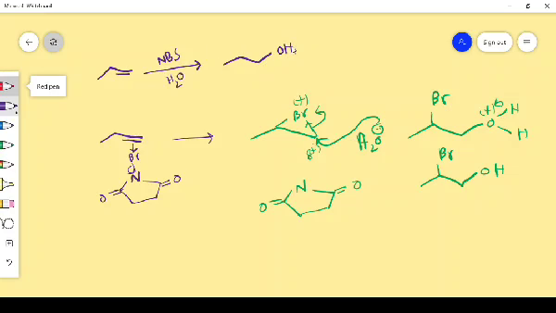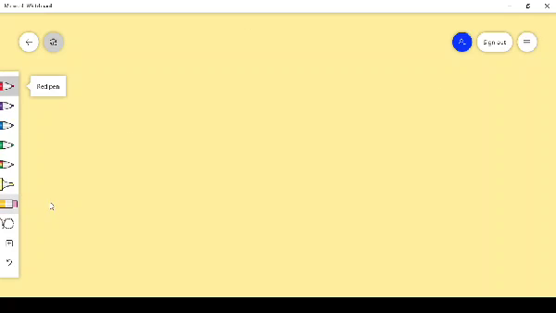My product will be this, right? So if I just go through more examples about this reagent, it's a very interesting reagent, and this reaction is very much necessary for multi-step synthesis processes, right? So let's take another example.